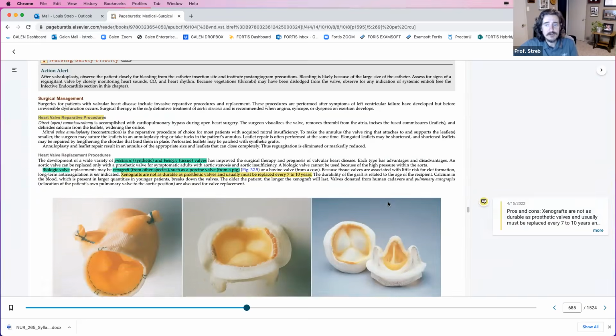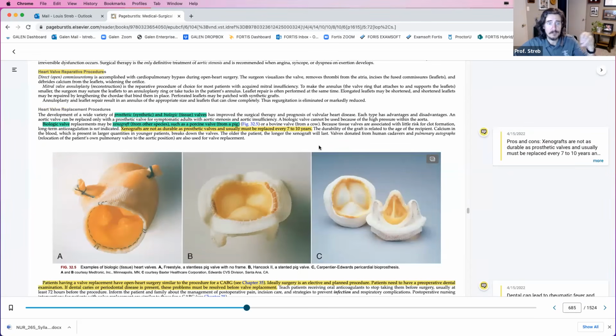But I need you to understand, part of your job is to understand the pros and cons of each one. Why? Because you as a nurse are going to be teaching patients. Patient education is always your responsibility as a nurse. So if it talks about anything that the patient might need to know, that becomes more of your issue now.